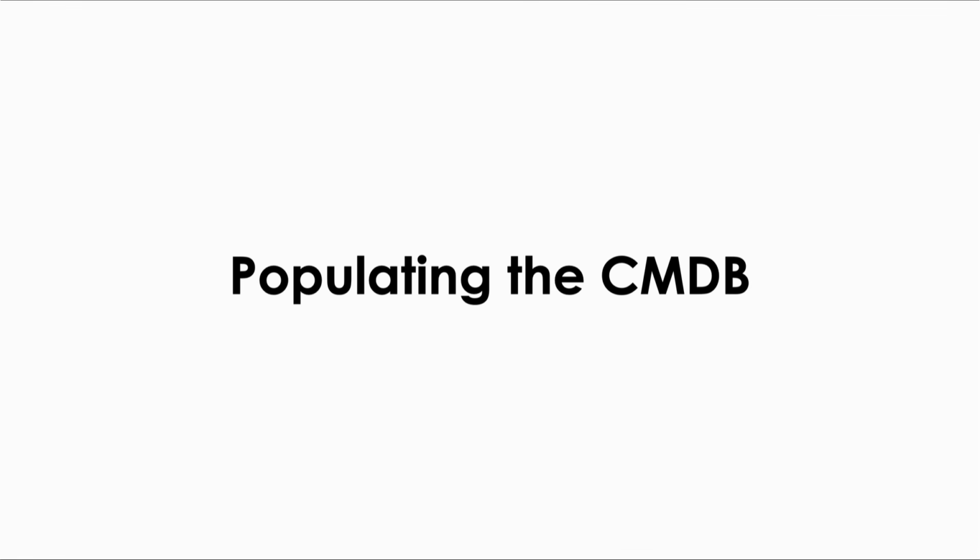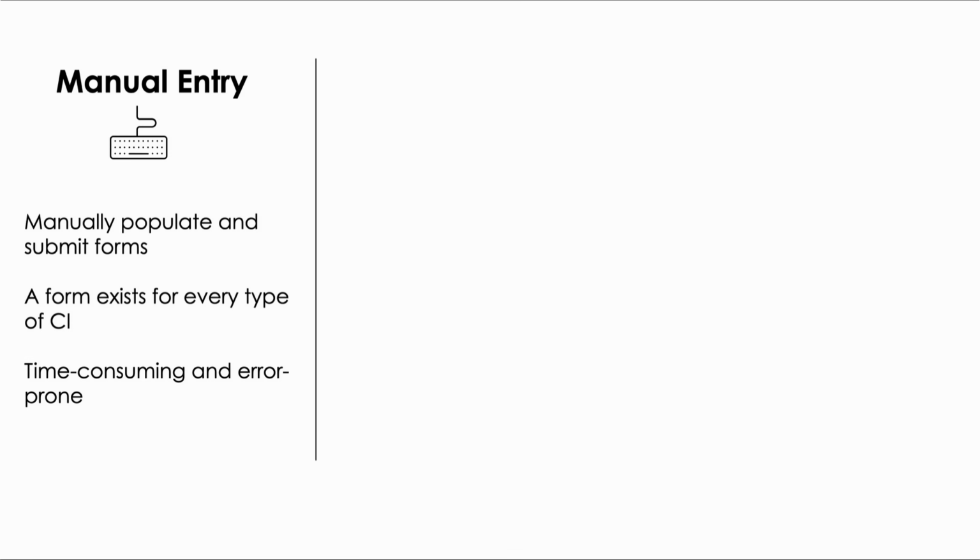So we have all of these tables set up and ready to store all of the configuration items and the relationships between them, which is great. But how do we get them all populated? To do that, we have a few options. First, we can add items manually using list views and form views.